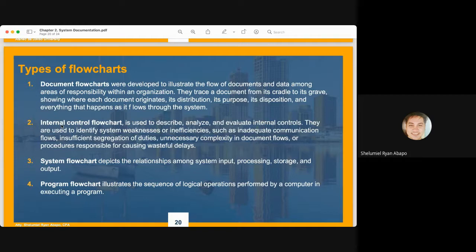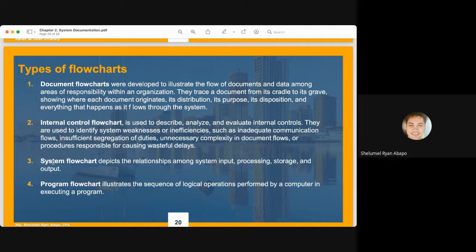Another type of flowchart is the internal control flowchart, which is used to describe, analyze, and evaluate internal controls. They are used to identify which internal controls are weak and inefficient, and to provide inadequate, like for example, if that particular internal control provides inadequate communication flows, or there is insufficiency of segregation of duties, unnecessary complexity in document flows, or procedures responsible for causing wasteful delays.